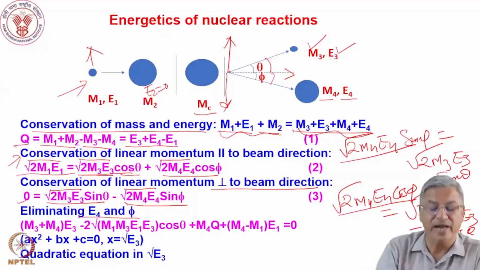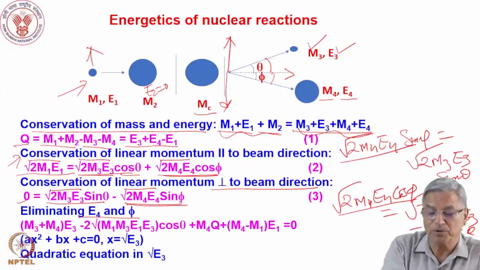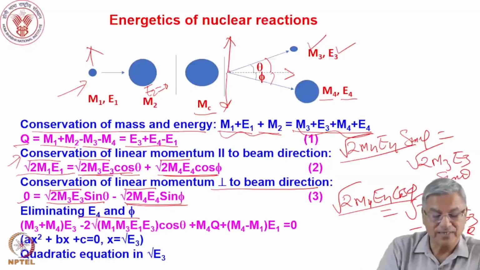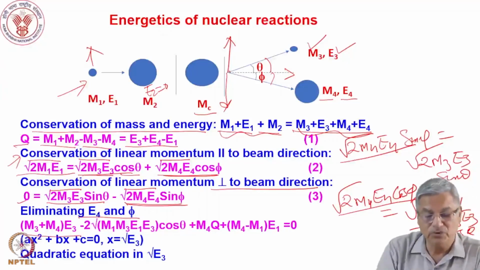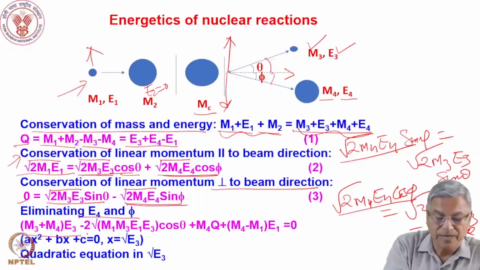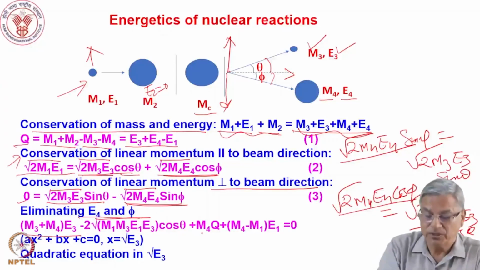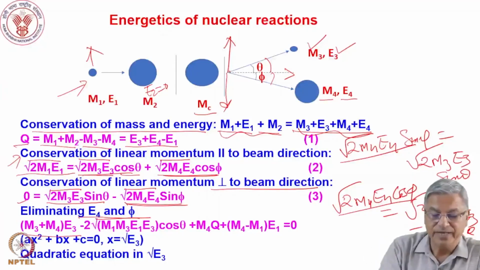Now you square and add. So this m4 sine phi, this square, when you add them, it will become sine square phi plus cos square phi, that will become 1. So you will have 2m4e4, and then the rest will be on the right hand side. So the result of that will be m3 plus m4 e3. You can rearrange the terms, minus 2 m1 m3 e1 e3 cos theta plus m4q plus m4 minus m1 e1 equal to 0. So this is the result of adding.